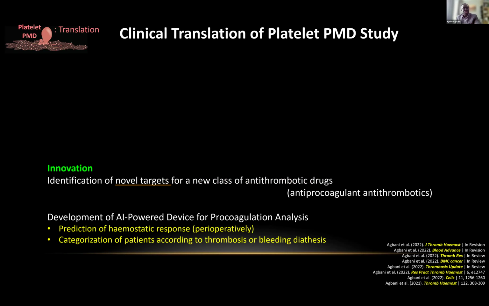So in terms of innovation, analysis of PMD is also helping us to identify new targets for new drugs. We are also using the analysis of PMD to develop a novel device for procoagulation analysis. Now, the whole idea is to be able to predict the risks in the acute response period.